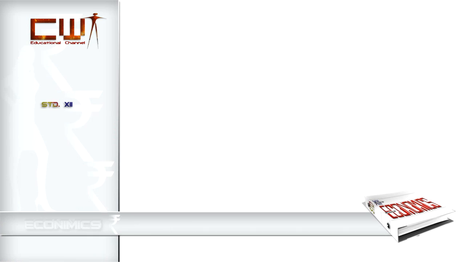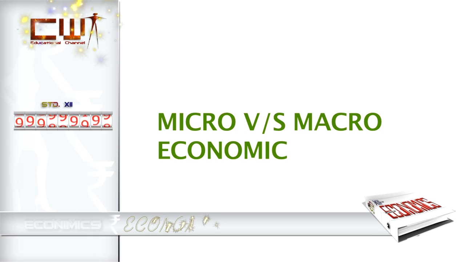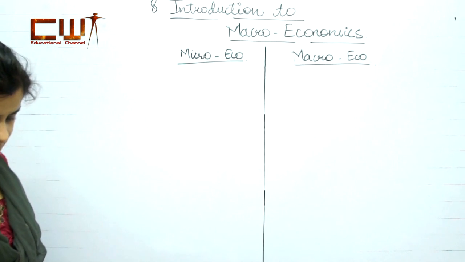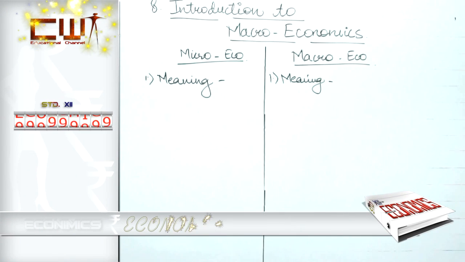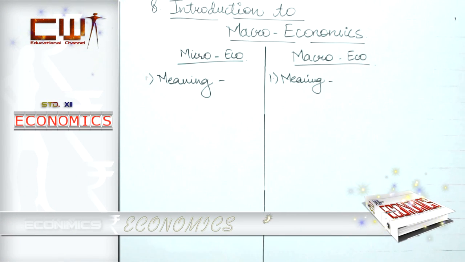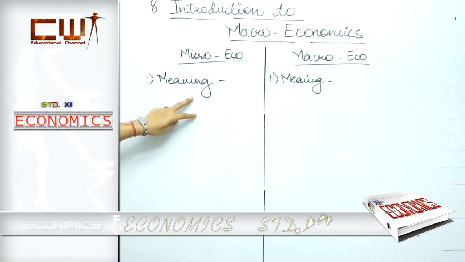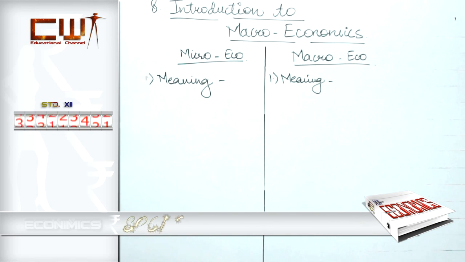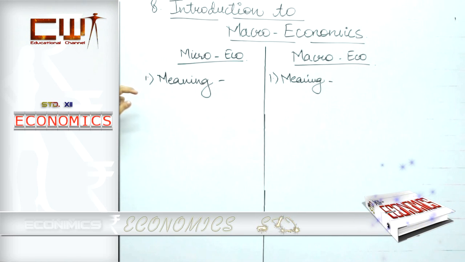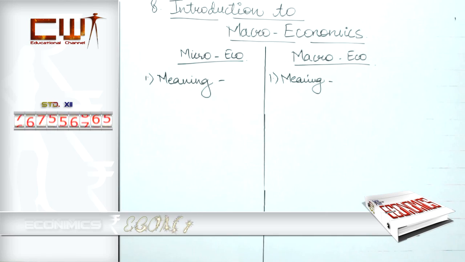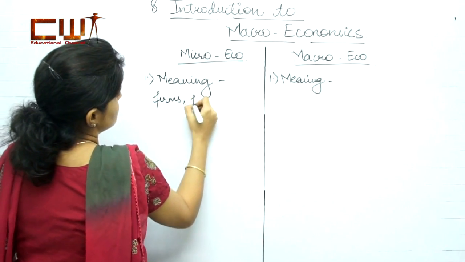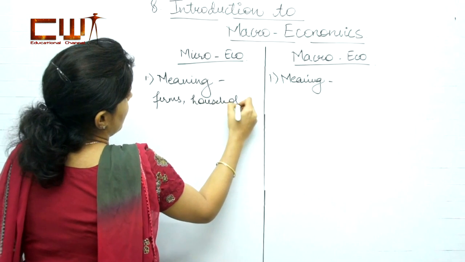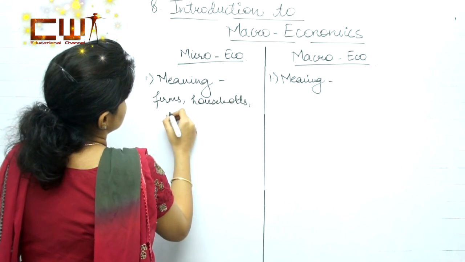Let's study the next thing, the differences between microeconomics and macroeconomics. Firstly, the first basis for distinction will be the meaning of both. What is the meaning of microeconomics and macroeconomics? Microeconomics we will deal with first. It deals with the economic behavior of economic units such as firms, households, individuals, everything. So you study firms, you study households, and you study the individuals.